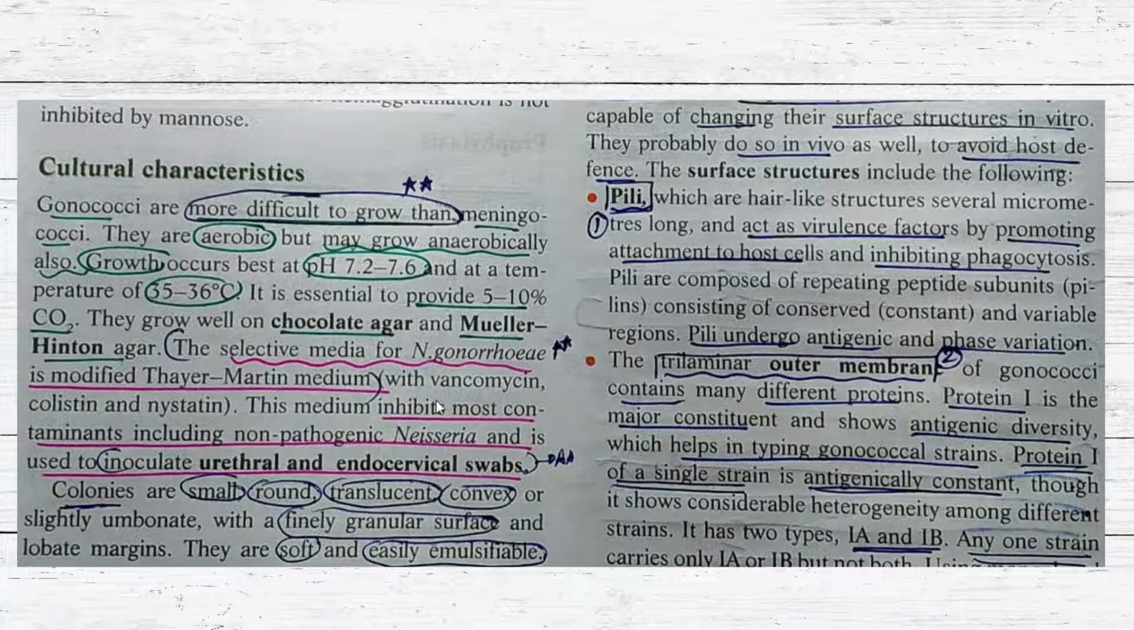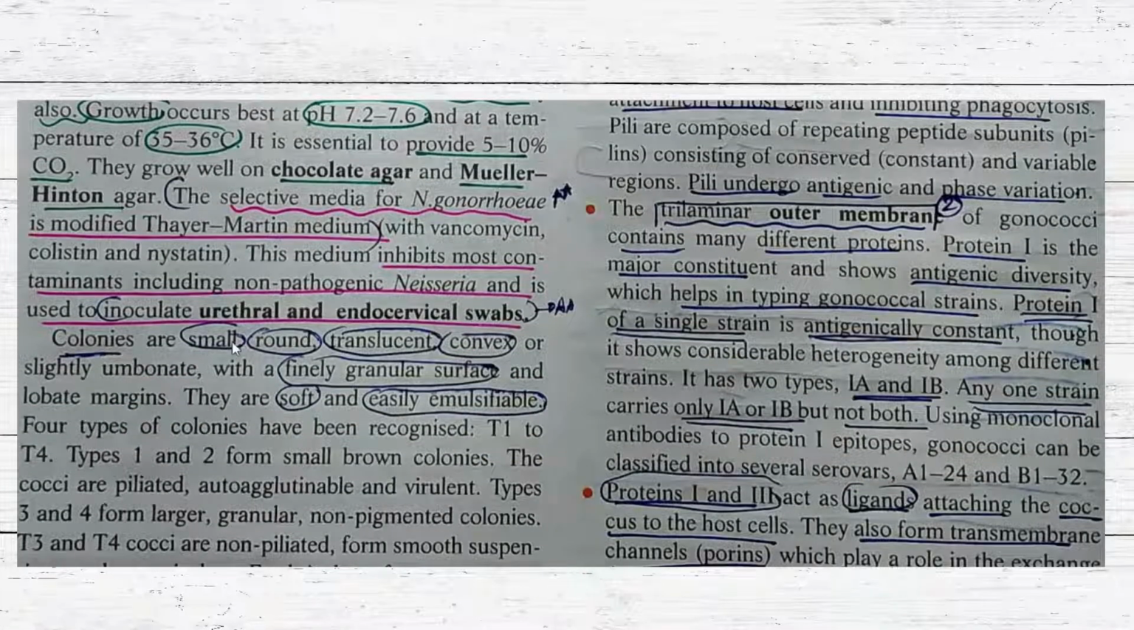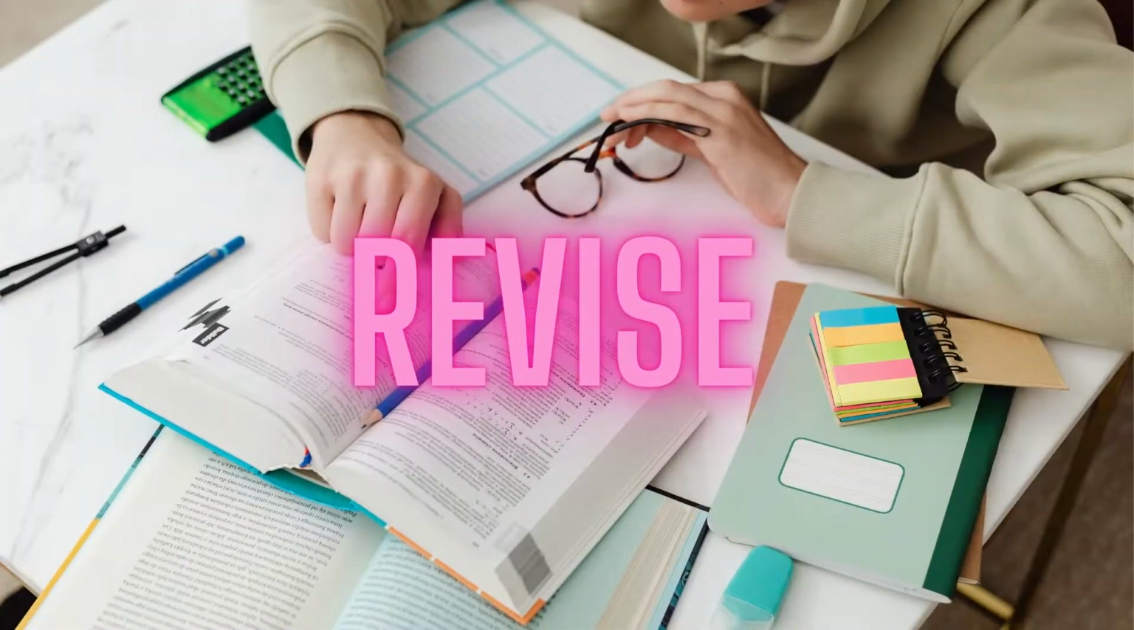Now, till now what we saw were the optimum conditions and which media you use, but how the colonies look, we'll see now. Colonies are small, round, translucent, convex, and they have a finely granular surface. In Neisseria meningitidis, we saw that they had a glistening and smooth surface, but this has a finely granular surface and has lobate margins. And the colonies are very soft, easily emulsifiable, meaning you can emulsify them easily.